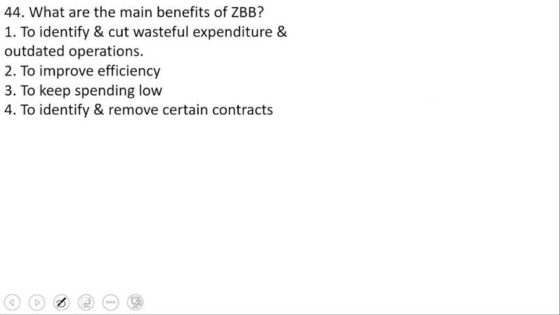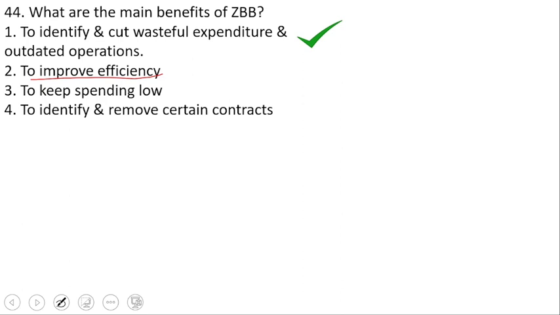What are the main benefits of ZBB? To identify and cut wasteful expenditure and outdated operations. Well, that's exactly the reason why we adopt ZBB, because in ZBB, we try to justify each cost by doing a cost-benefit analysis. So automatically, all the wasteful expenditure and the outdated operations just get eliminated from the budget.